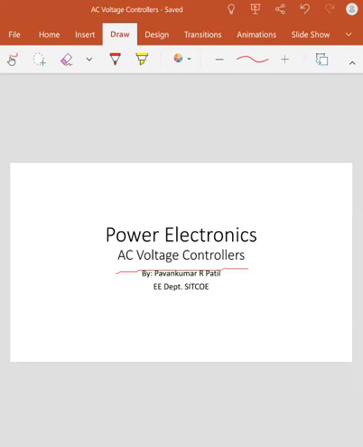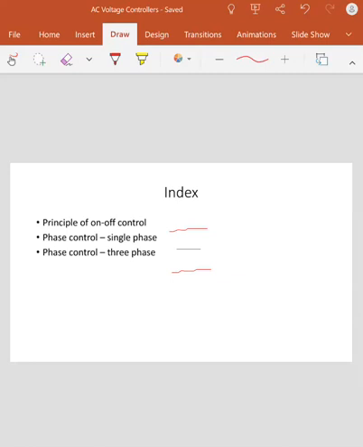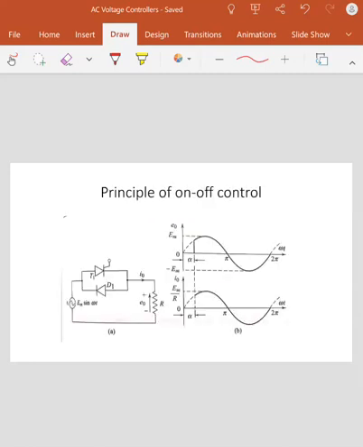But what if the wave shape has to be changed? In that case, the solution is phase control. First, we'll discuss the principle of phase control. As you can see in the diagram, we have a phase control circuit over here. Here we have the supply and the load, and it is fed through a thyristor that is connected in anti-parallel with a diode.